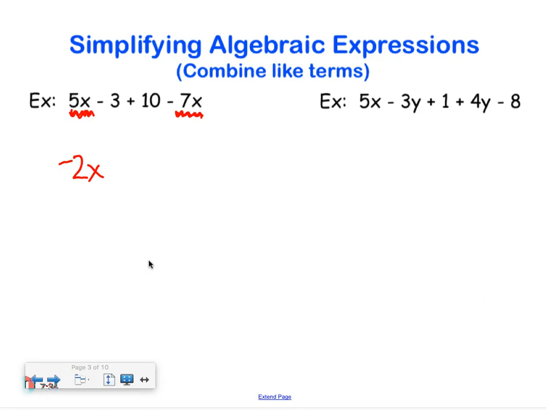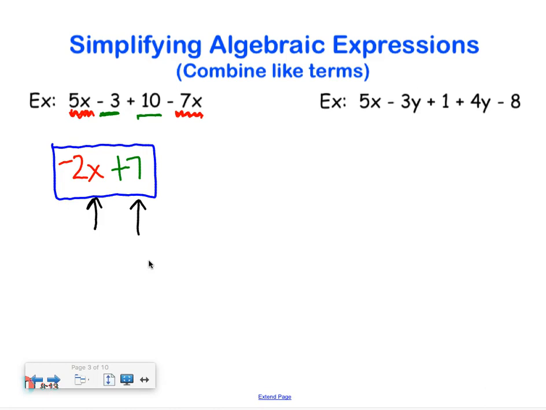Okay? And then I'm going to go to my next term that doesn't have anything underneath it. Negative 3, well, that doesn't even have a variable, so I know I'm going to combine it with something that doesn't have a variable. 10. So what's negative 3 plus 10? Well, we know that would be 7. So now, this is my final answer because I can't simplify it anymore. Because this term right here has an x, and the 7 is just a constant. They're not like terms. Okay? So like terms have to have the same variable. Okay, does that make sense?